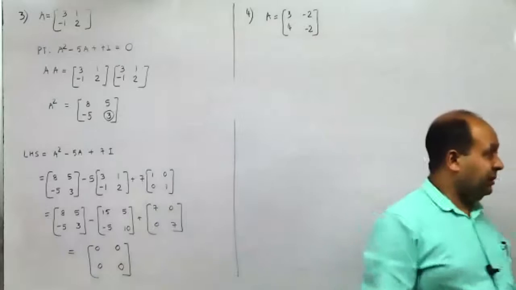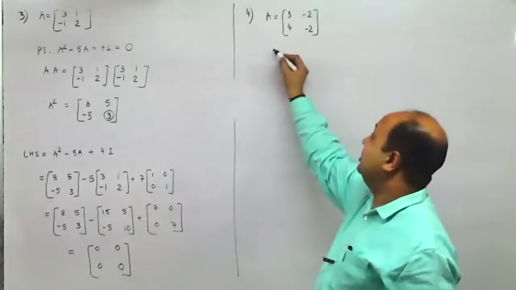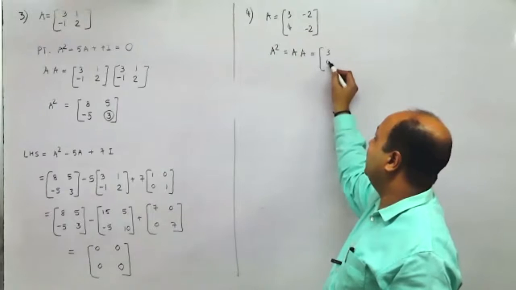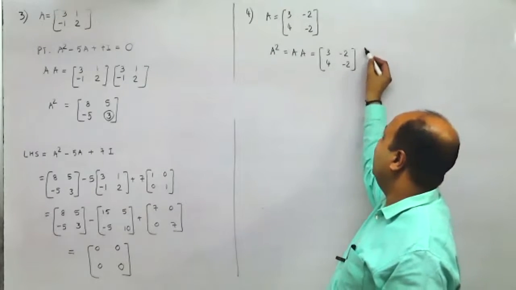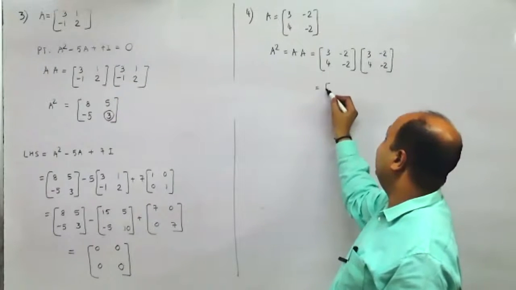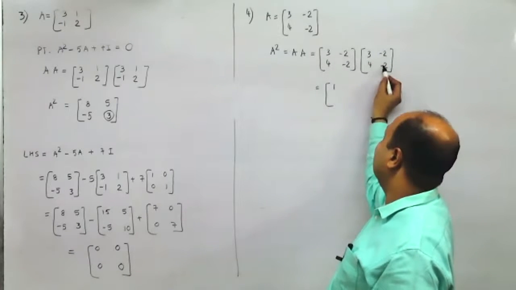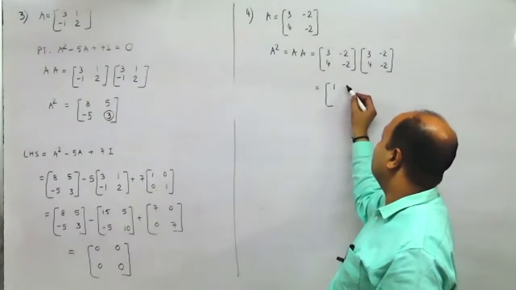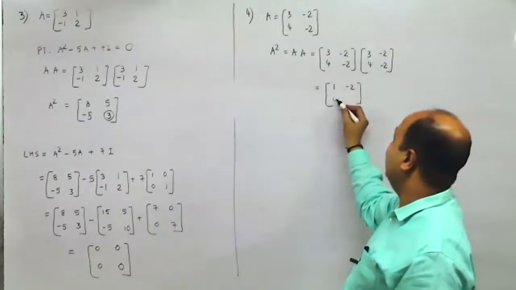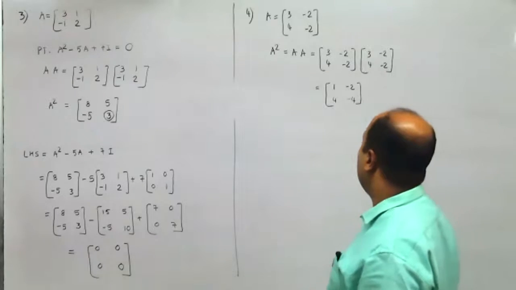A square equal to KA minus 2I, and they have asked you what is K. So A square would be A into A, which would be 3 4 minus 2, and this would also be 3 4 minus 2. This would be 3 into 3, 9 minus 8 is 1. 3 into minus 2 is minus 6 plus 4 is minus 2. This would be 4 3s are 12 minus 8 is 4. 4 into minus 2, minus 8 plus 4 is minus 4.